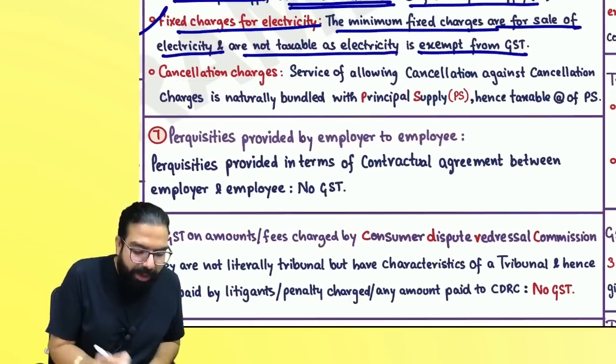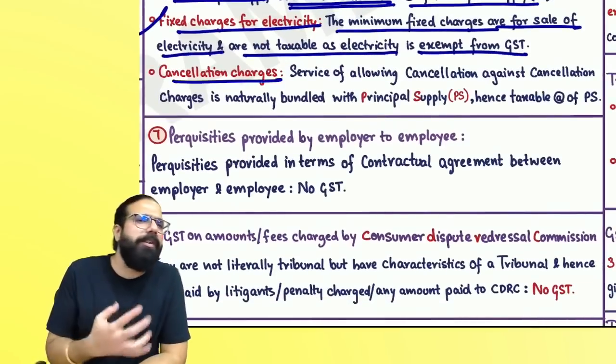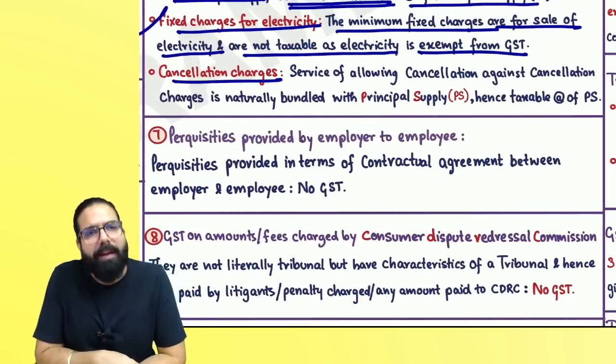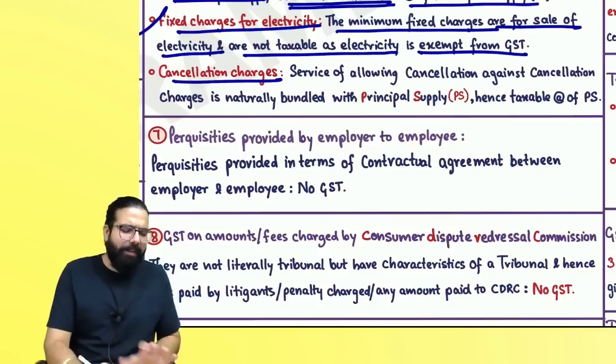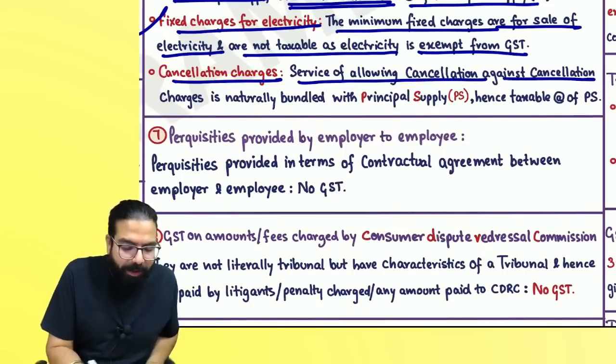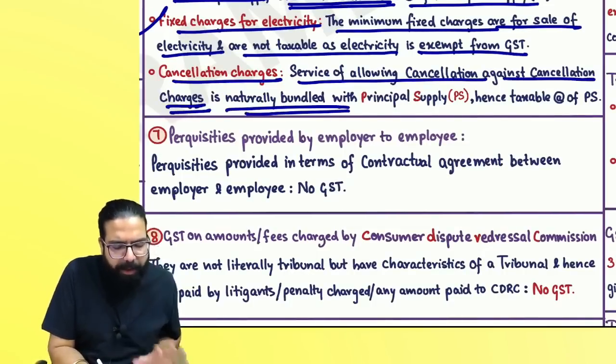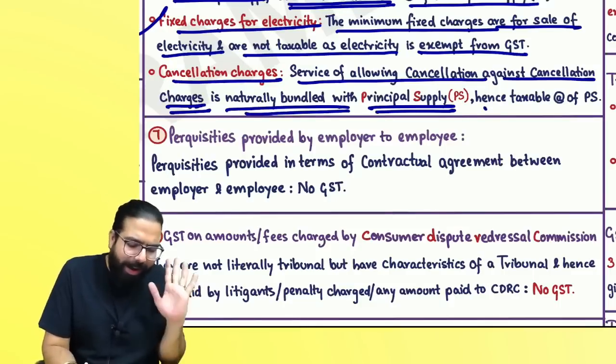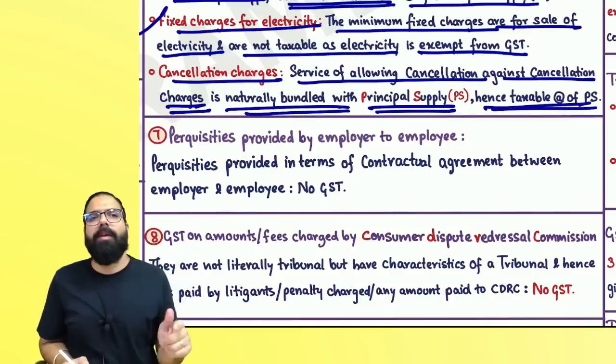The next one is cancellation charges. Again, flight companies, hotel companies, etc. give cancellation charges. The service of allowing cancellation against a cancellation charge is a natural bundle along with the principal supply, and it will always be taxable at the rate of the principal supply.